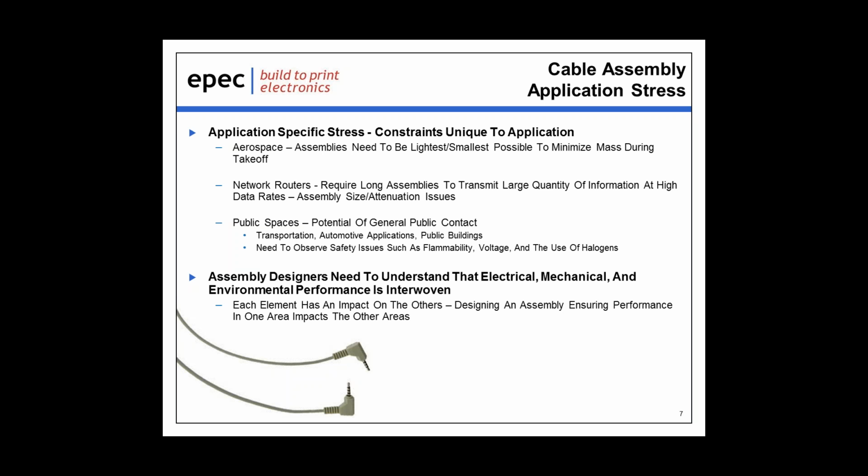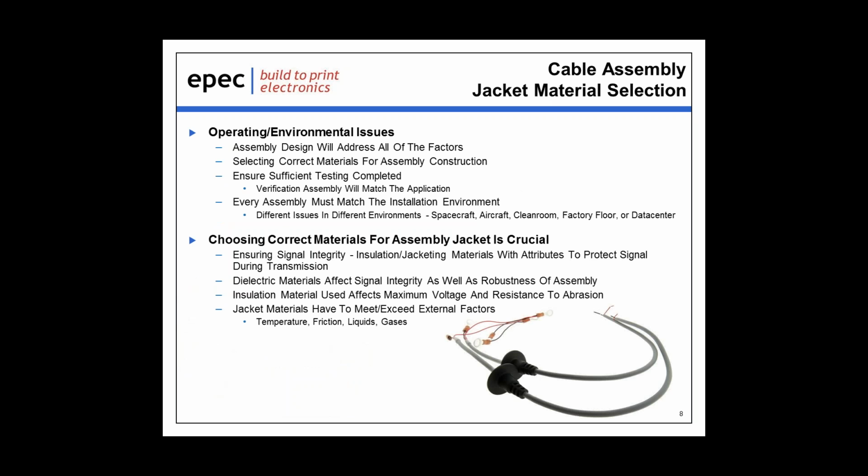When an assembly is designed, the designing engineer needs to understand that electrical, mechanical, and environmental performance is interwoven. You can't consider just one. All need to be considered at the same time. A properly designed cable assembly will address all operating and environmental issues. The selection of the correct jacket materials to meet these requirements is really critical in designing an assembly that will meet the environment it's designed to operate in. Choosing the correct materials for the cable jacket is essential to ensure signal integrity of the assembly is maintained and to ensure that any and all external factors are overcome.